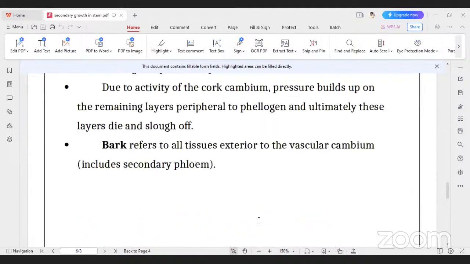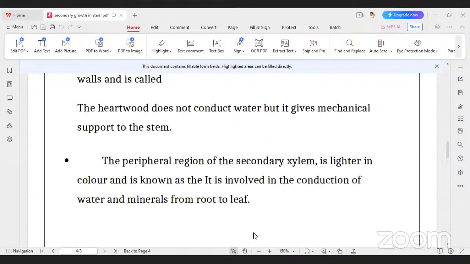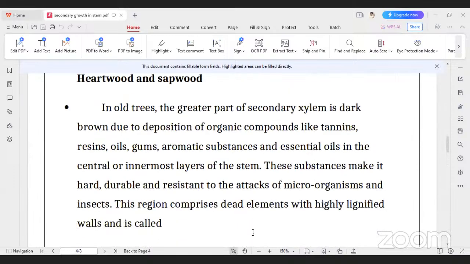The diagram is not given, but I will explain here and show the diagram later. In older trees, the greater part of the secondary xylem is dark.